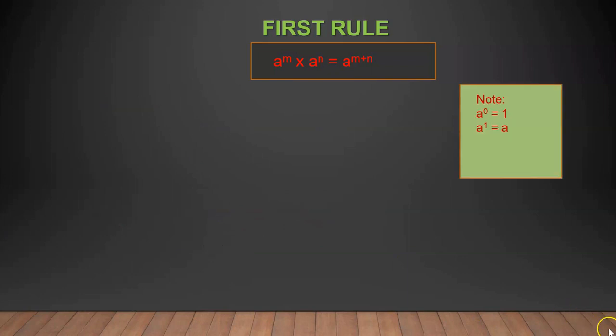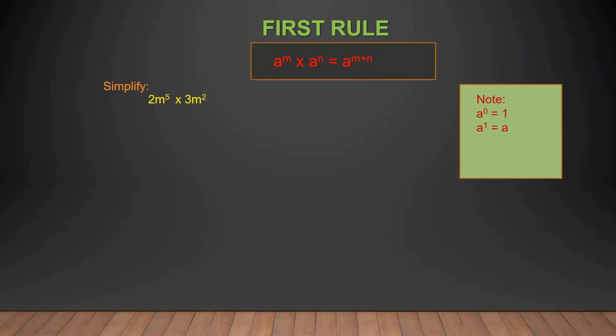There's a special note that any base raised to the 0 power is equal to 1. So the base could be a number or a letter, and if you raise it to the 0 power, it's equal to 1. And if your base is raised to the first power, that's equal to the base itself. So a to the first is equal to a.